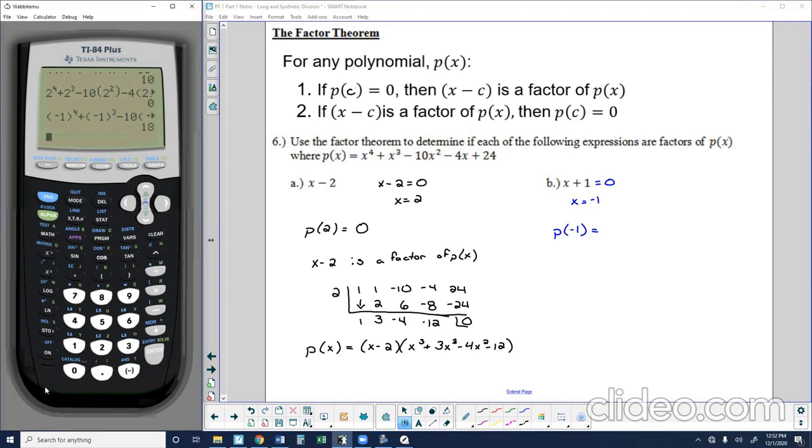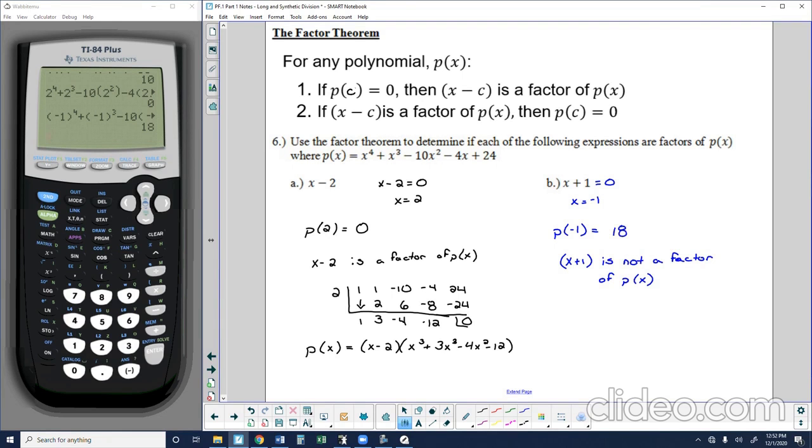My result here is 18. Because I get a number other than 0, x plus 1 is not a factor of p of x. I could divide and do synthetic division to come up with a remainder of 18, or I could find that zero and substitute it to figure out what my remainder was. It is 18, and when it's anything other than 0, it is not a factor of p of x.